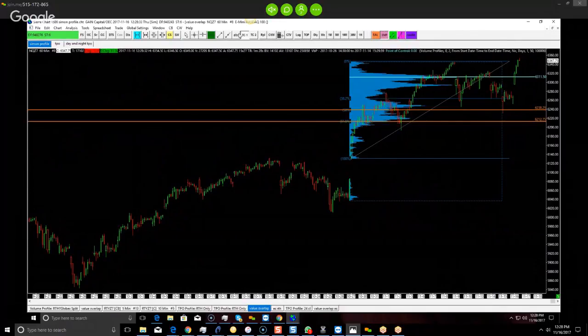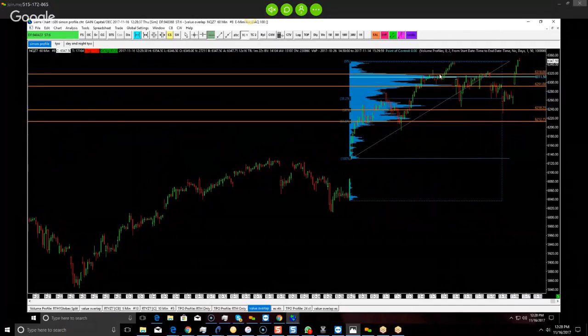And we knew coming into today, finally, that was our overhead resistance. And I said this morning, and this is NQ, I'm going to do the same thing for ES in a minute, that we had to get above 63.19.